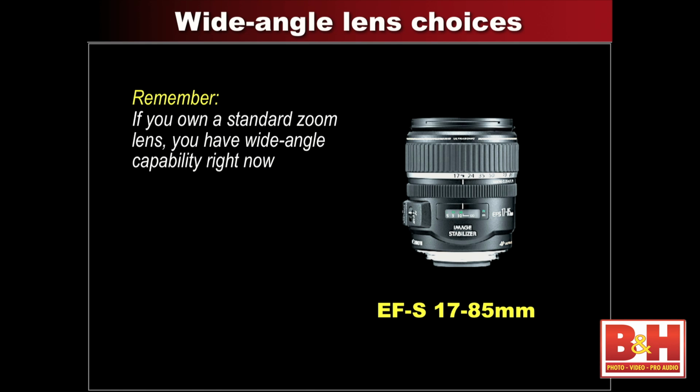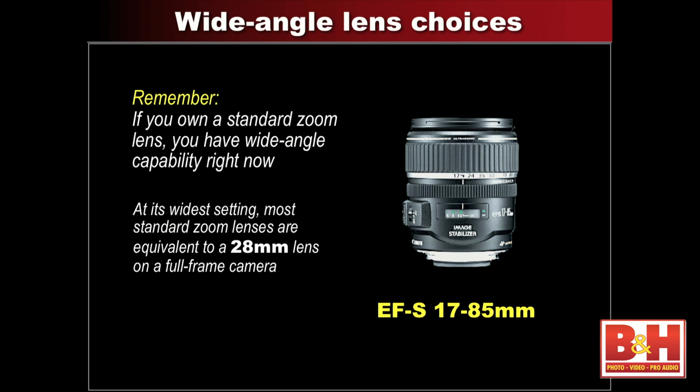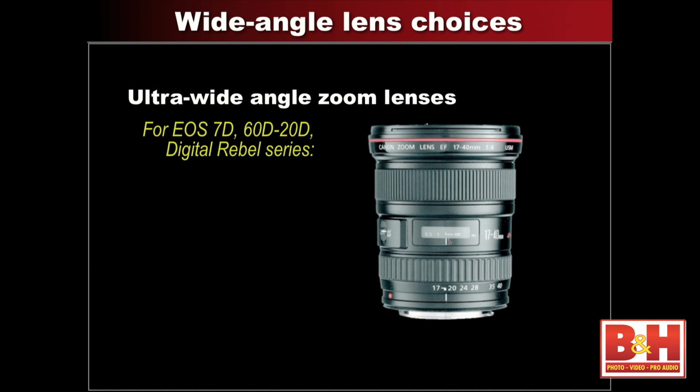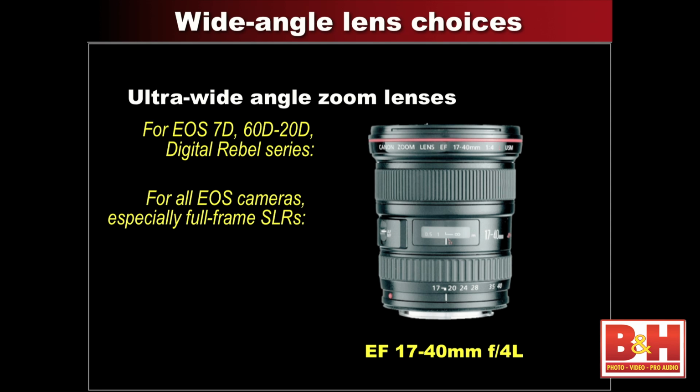So wide angle, just remember your standard zoom, whatever zoom you have, basically you have a wide angle. The 17-85, the 17 is actually on the crop sensors 28, so it's a fairly wide angle lens there. Wide angles for a 7D, 20D, and so forth, there's lots to choose from. Any of these EF lenses can be put on a crop sensor or full frame. They can fit on any of them as well.